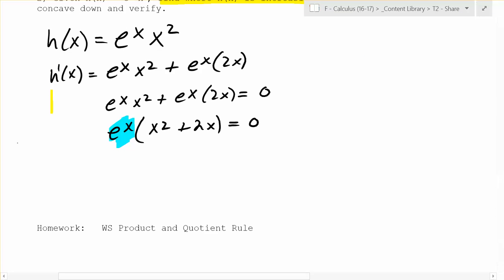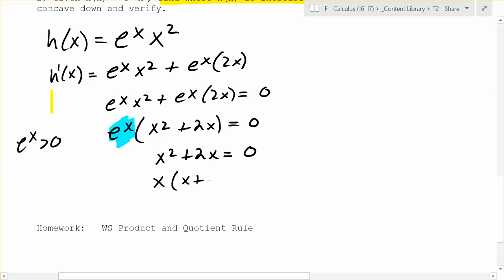This e to the x is always greater than 0. So if you have two things multiplied together to equal 0 and one of them can't be 0, what does the other one have to be? 0. So x squared plus 2x has to be equal to 0. Many of you got this far. So what can you factor out of both of these? X. X times what? X plus 2. So therefore, what are the two answers? 0, comma, negative 2.